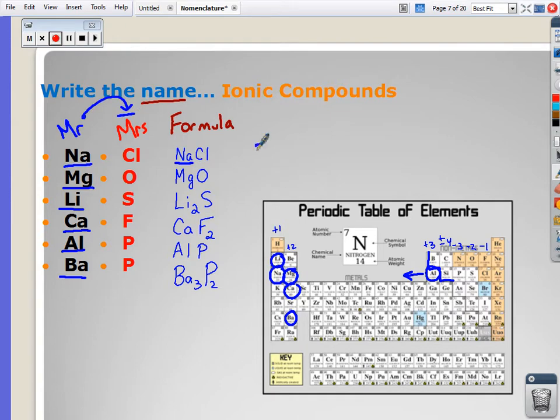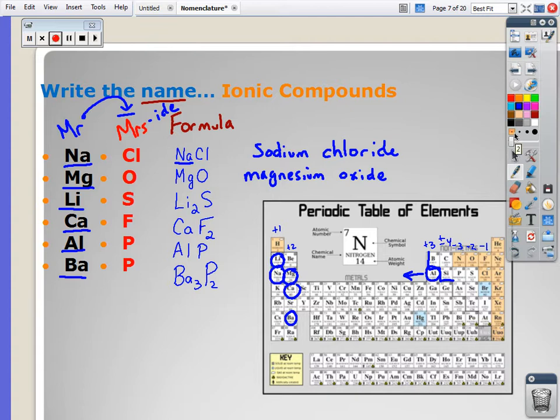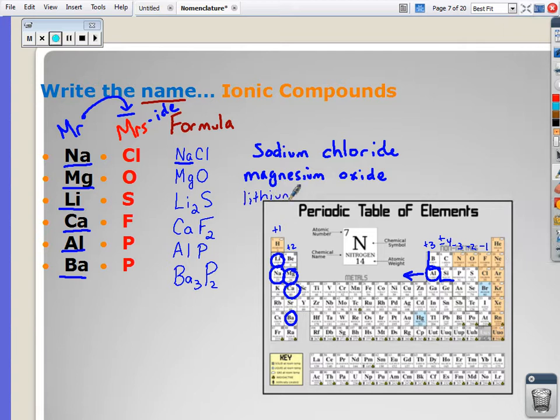So you simply name it sodium chloride. So this is chlorine. She changes her name and it changes to ide. So what will magnesium and oxygen be? Magnesium oxide. Make my pen a little narrower. So what would Li2S be? Lithium. That's the Mr. Sulfur changes her name to sulfide.